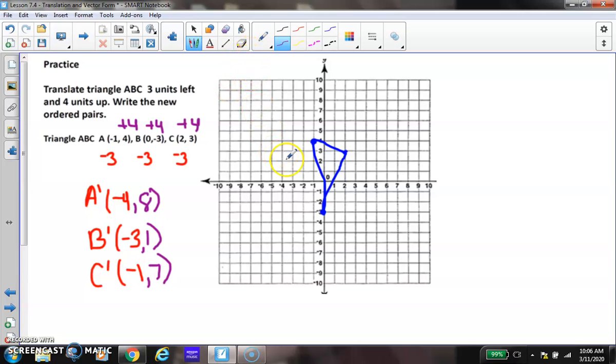So I'm going to plot my new ordered pairs. I'm at -4, +8 for my first point. So that is A prime. For B prime, it's at -3, +1. And for C prime, it's at -1, +7. And you can see if you connect those points together, this is a type of isometry, which means that the shape itself is preserved. All we're doing is picking it up and moving it 3 units to the left and 4 units up.